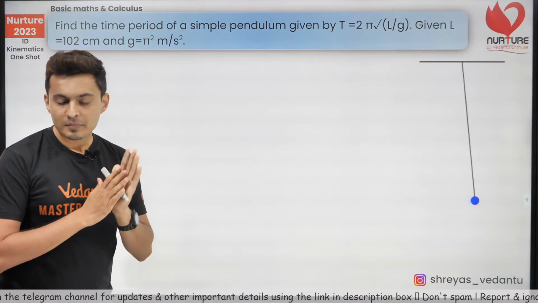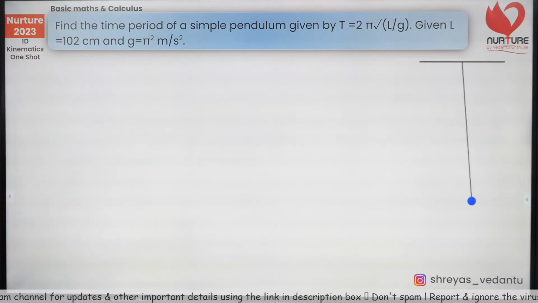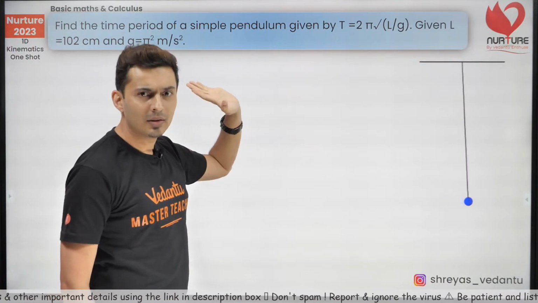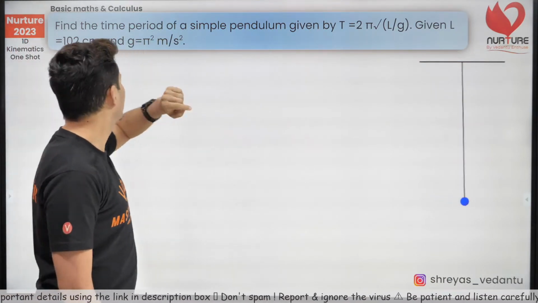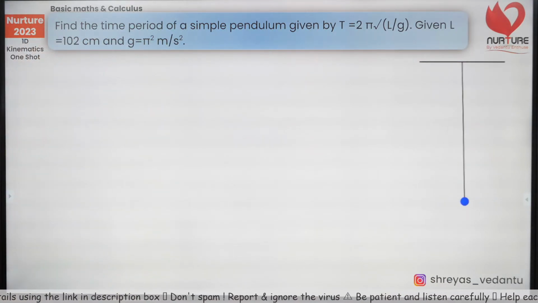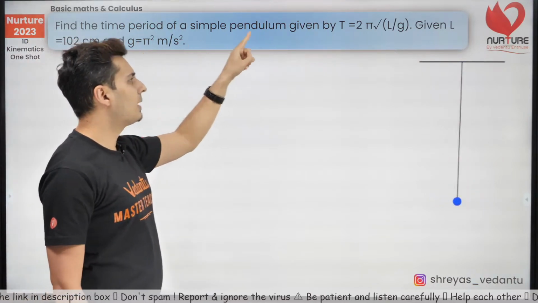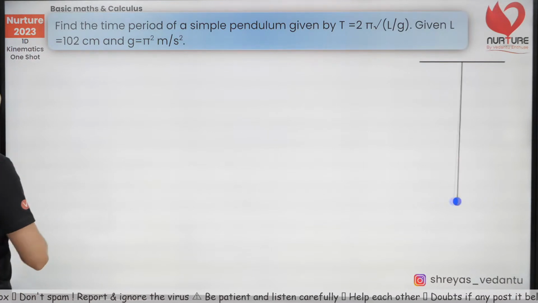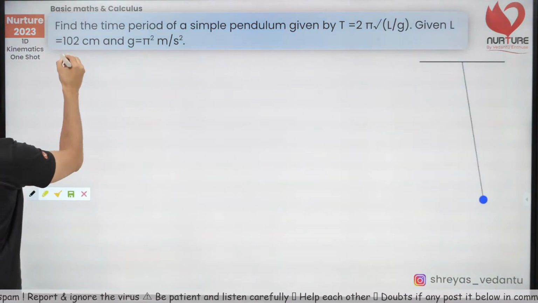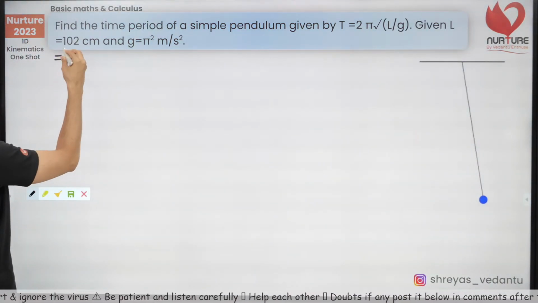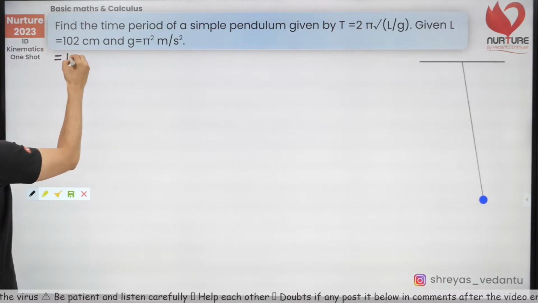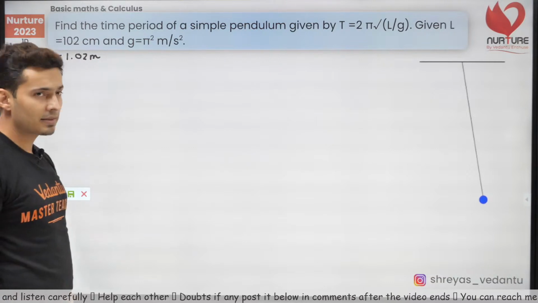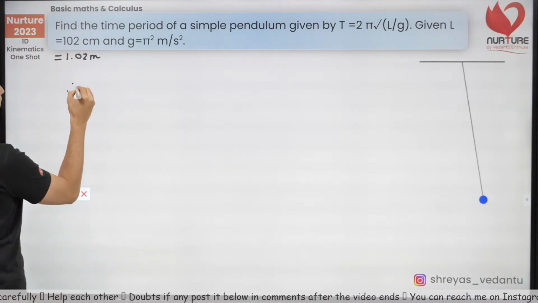Now one more interesting question. Find the time period of a pendulum. The formula is already given to you: 2 pi root L by g. Given the length is 102 centimeters and the value of g is pi square meters per second square. Let's try and solve this question. First of all, the length is given to be 102 centimeters. Can I say this 102 centimeters in meters is 1.02 meters? Okay.